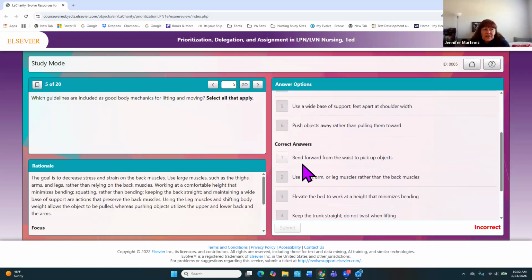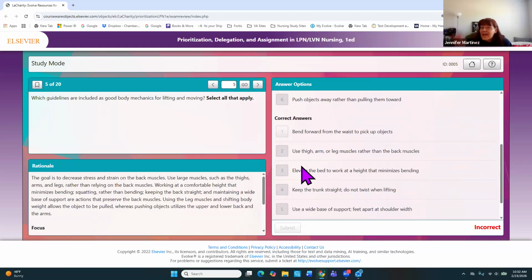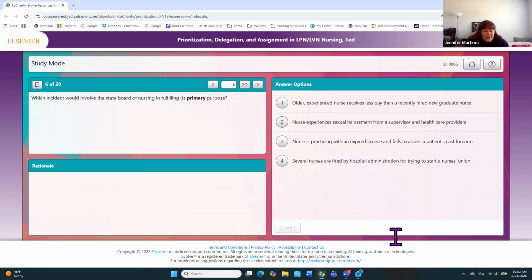So yes, decrease strain. So obviously we know, and remember good body mechanics. Just because you know them, you have to incorporate them into your practice, right? What's the number one injury in nursing? Back strain, right? So using your other muscles. Always elevate that bed, bring it up to a working position. There is nothing worse than trying to bend over to do something. Keep your trunk straight, use your wide base of support.